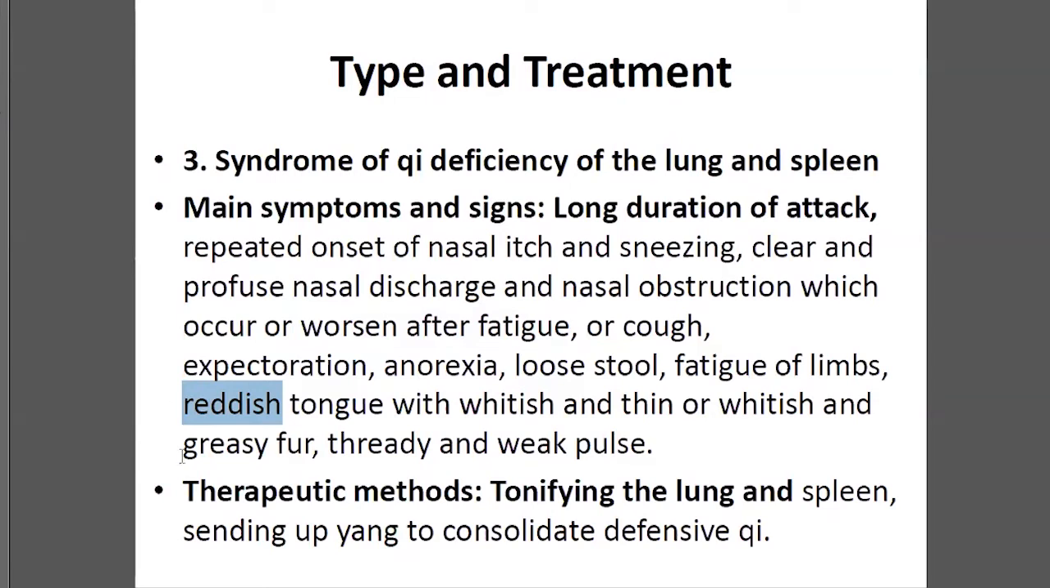And possibly some greasy tongue coating, because of qi deficiency, qi couldn't move the body fluid and causes body fluid retention, a kind of damp phlegm inside, causing the greasy tongue. And a threaded and weak pulse is generally the deficiency pulse here.